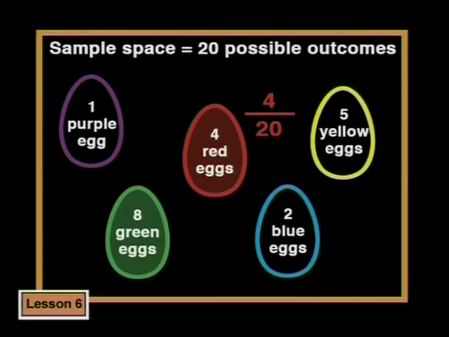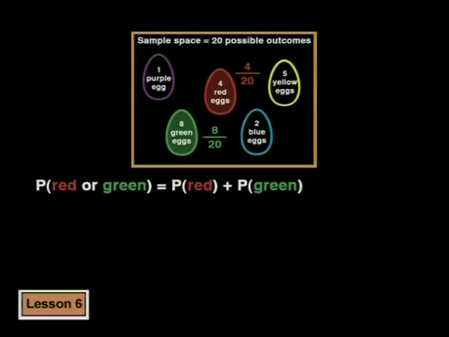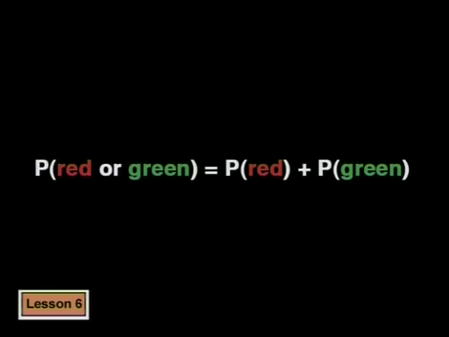The probability of choosing a red egg is 4/20. The probability of choosing a green egg is 8/20. So out of 20 eggs, 12 are favorable. In other words, we add the probabilities of both events. So we can work out the probability of choosing a red egg or a green egg. It's the probability of choosing a red egg added to the probability of choosing a green egg. This gives us 12/20. When working out the probability of one event or another event happening, the rule is add the probabilities of the 2 events.